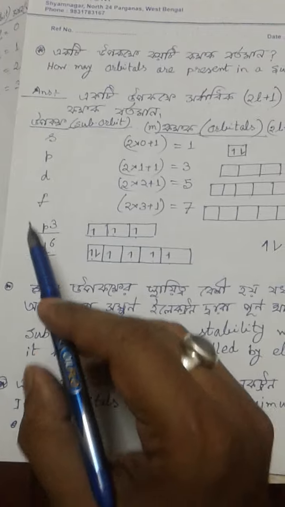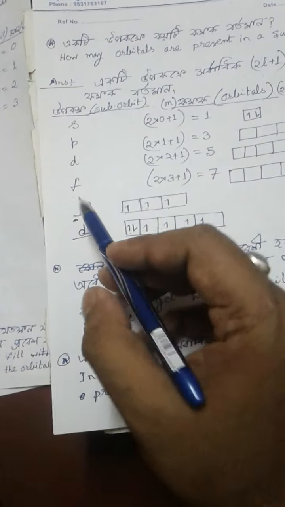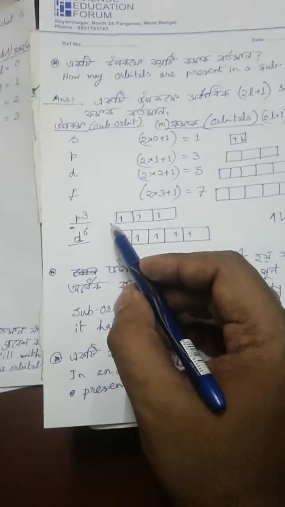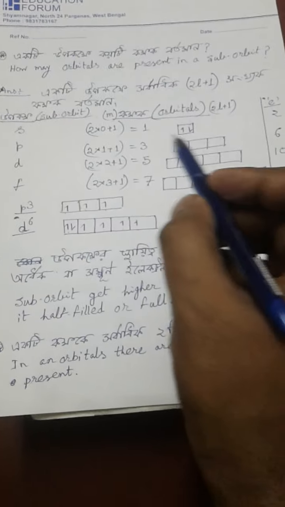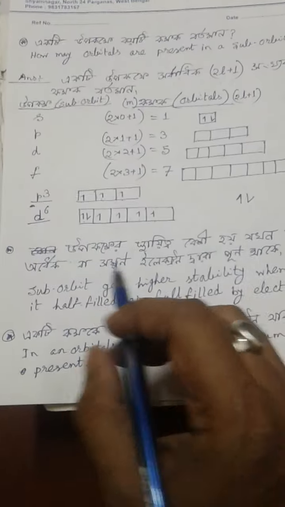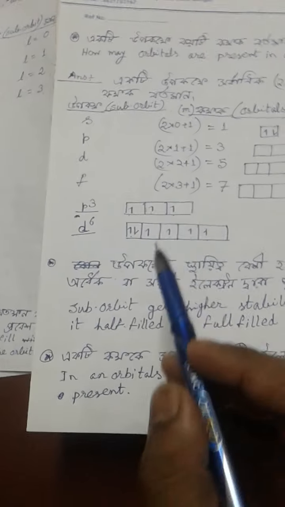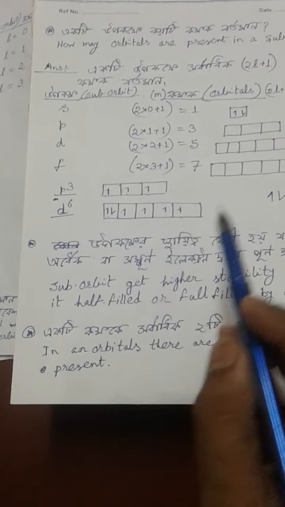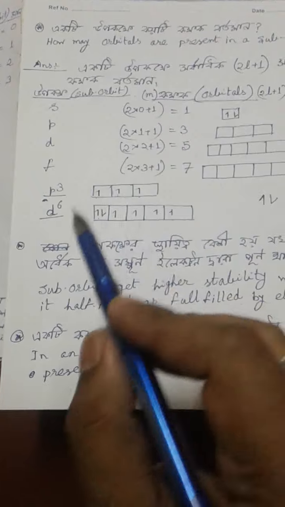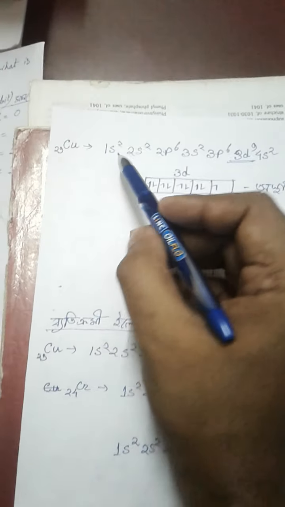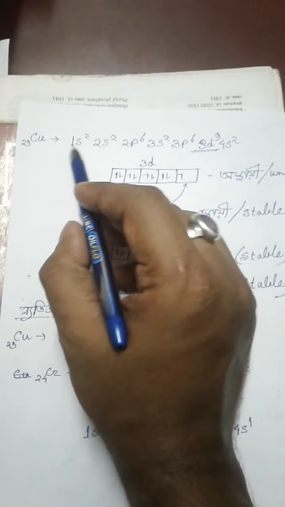So we know from here how electrons can be filled in orbitals, the maximum number of electrons present in one suborbit, and the stability of a suborbit, when it gets maximum stability. Now I discuss the exceptional electronic configuration.